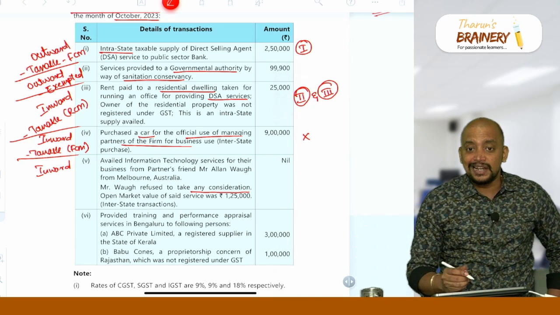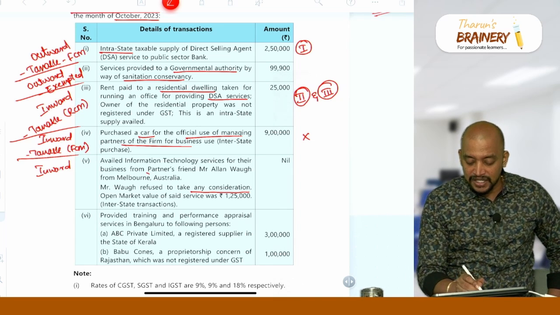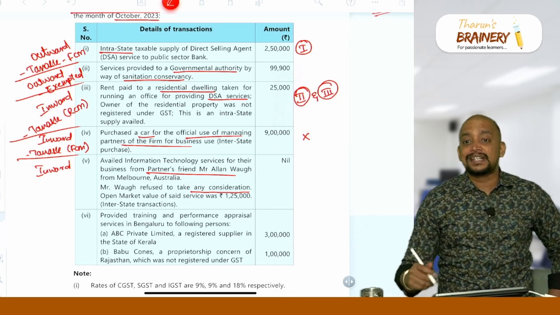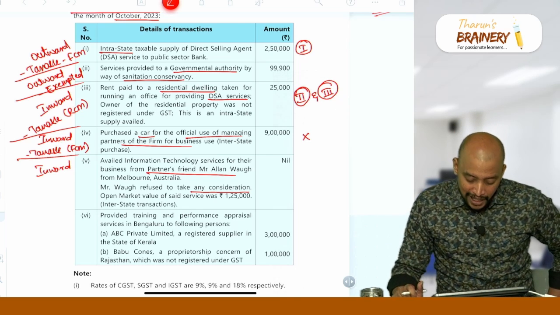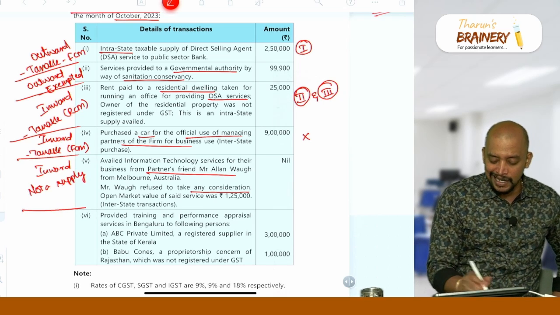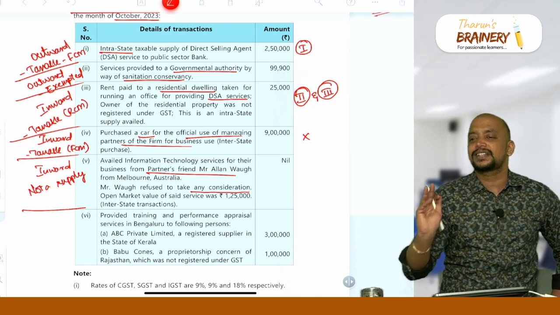Is it from a related person? Partner's friend is not related, and not from an establishment located outside India. So it is not a supply. Don't put it under import of services. It is not a supply.